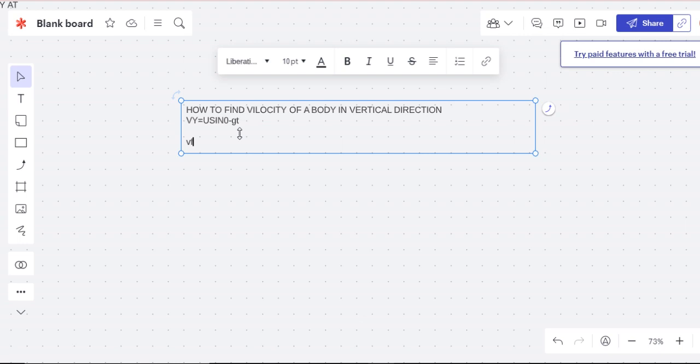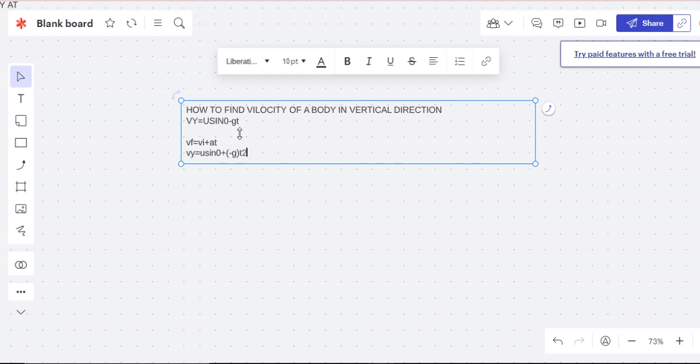We know that Vf is equal to Vi plus at. This is the first equation of motion. Here Vy, with Vi equal to u sin theta, you can see in the picture. Just pause the video and look at the picture, then go back and you'll see the initial velocity there. Then plus acceleration, which is minus g, then t.